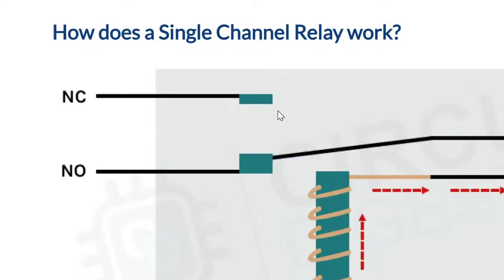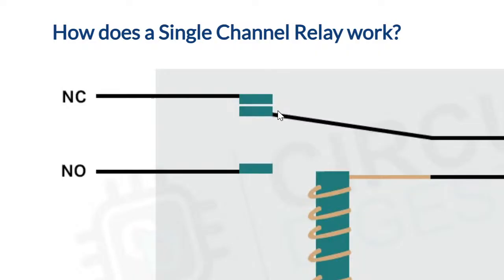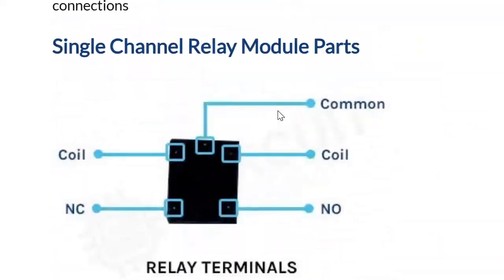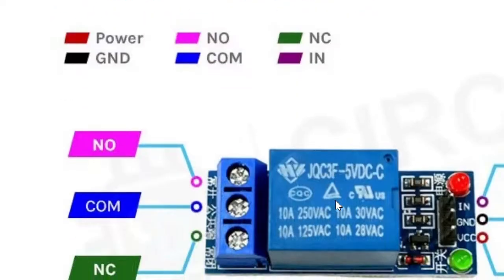If you take a single channel relay, we have only one input, but we have two outputs, NO and NC. This is the common pin. Common is like a ground. Let's say you want to connect a bulb over here. Then this is the common pin. If you want to connect it to either NC or NO, one terminal needs to be connected with common. That is the common terminal.